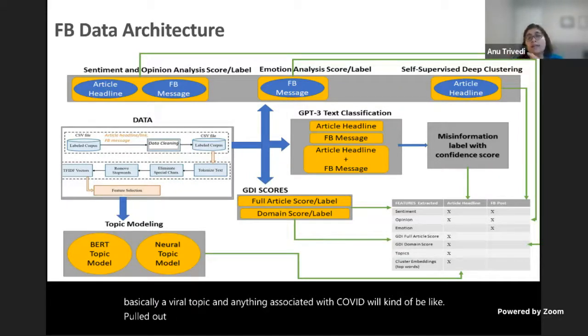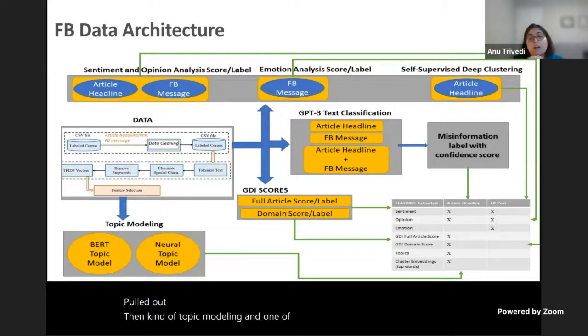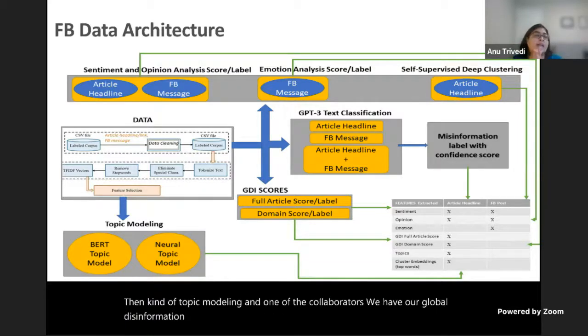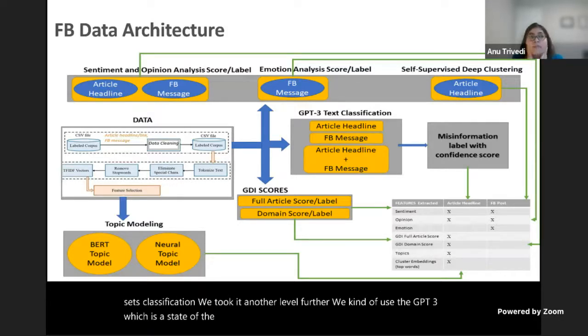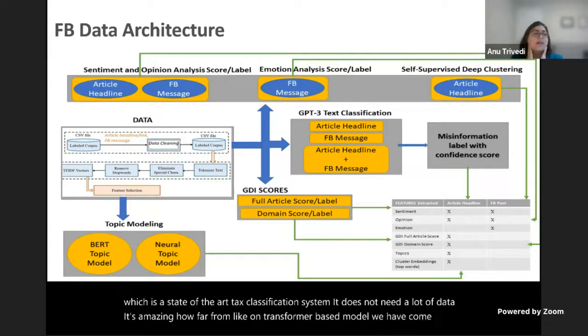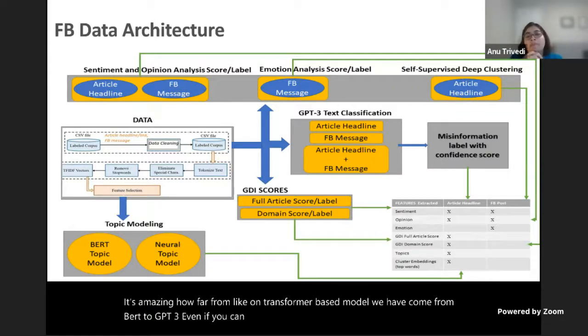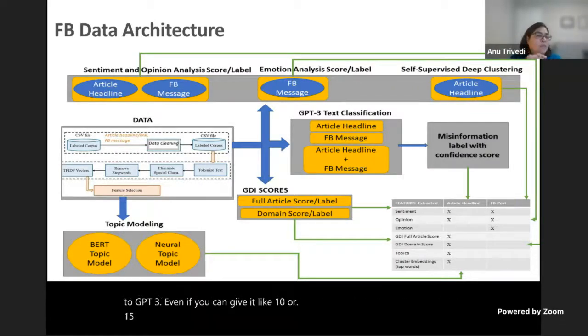Then there is topic modeling, and one of the collaborators we have is the Global Disinformation Index. There is long form text classification and short form text classification. We took it another level further. We use GPT-3, which is a state-of-the-art text classification system. It does not need a lot of data. It's amazing how far we have come with transformer-based models from BERT to GPT-3. Even if you give it 10 or 15 text examples, it can learn a very well supervised model at this point with GPT-3.